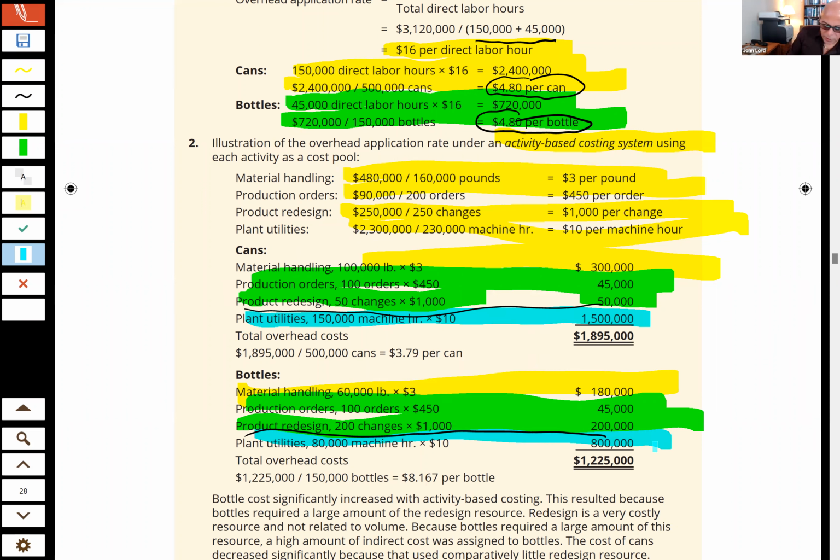Okay, so now we come up with a different result as to the amount of overhead costs that's applied to each one of these products. And when we go ahead and divide those by the number of product, the cans are much cheaper, at least when you look at overhead, for us to make than are the bottles. And so this entity would have much better information in deciding how much of their factory resources, their factory capacity, do they want to use for bottles versus cans.